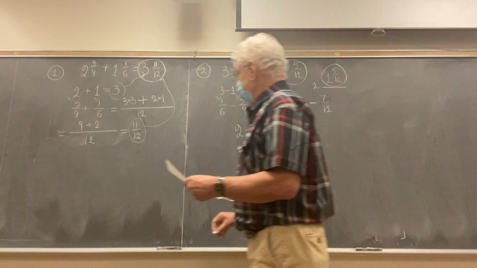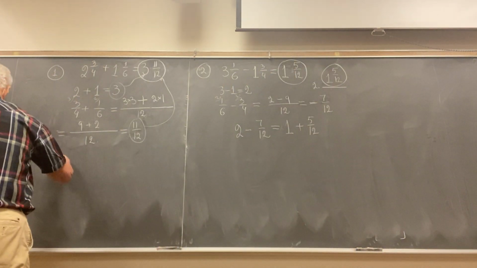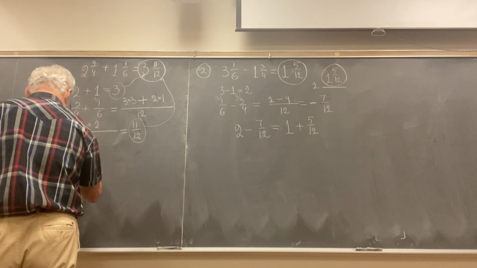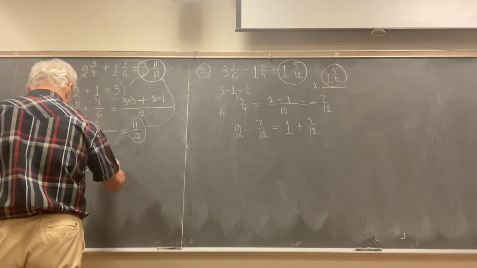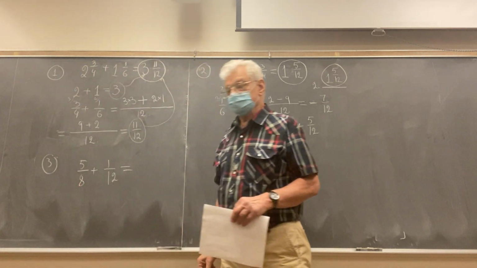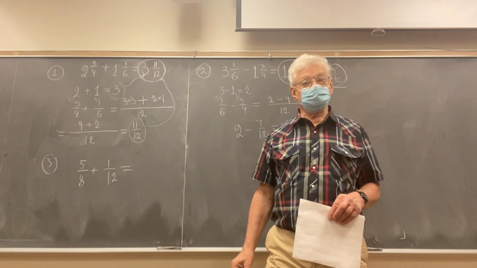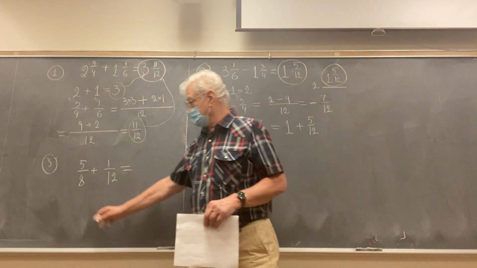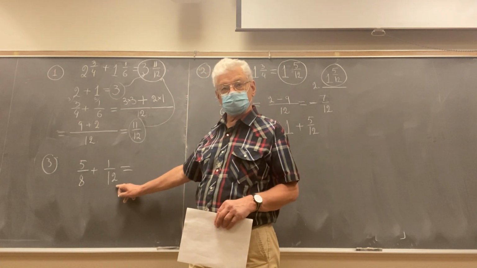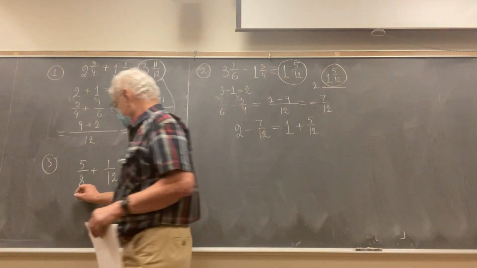Okay, now I just write number 3 here. Add 5/8 plus 1/12. What is the common denominator? Common denominator, how to find it? 8 is divisible by 4 and 12 is divisible by 4, right? So therefore we have 4. So what do we have here?